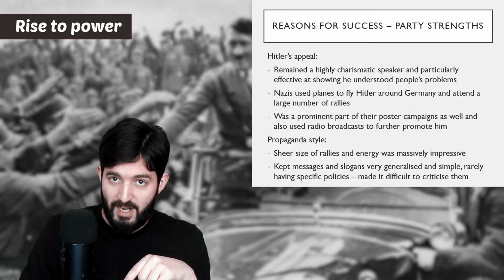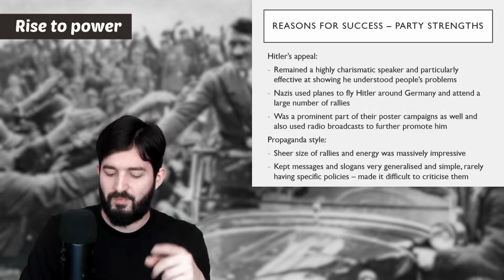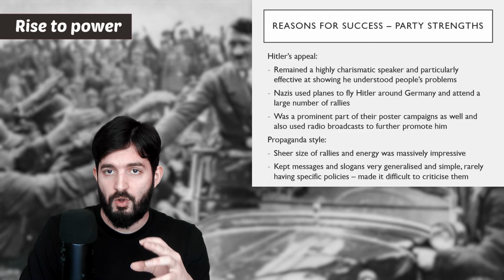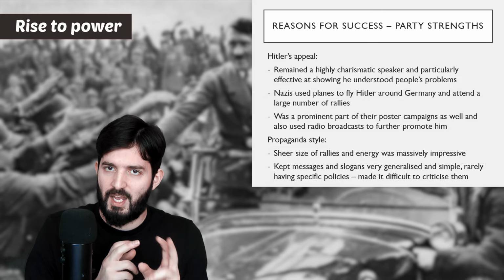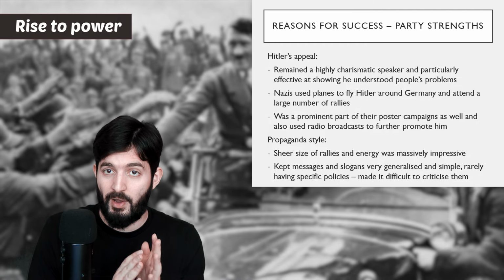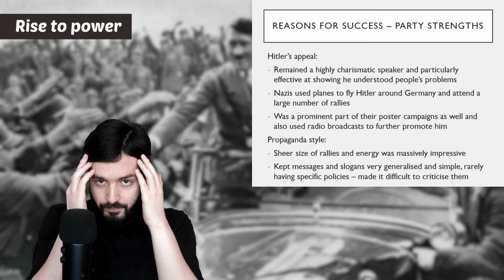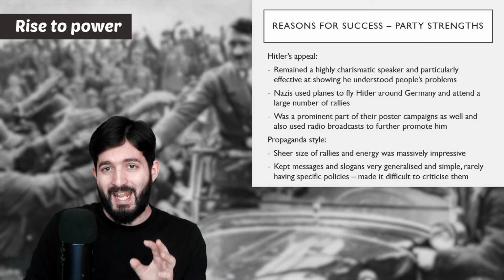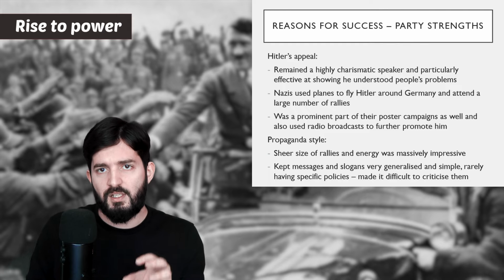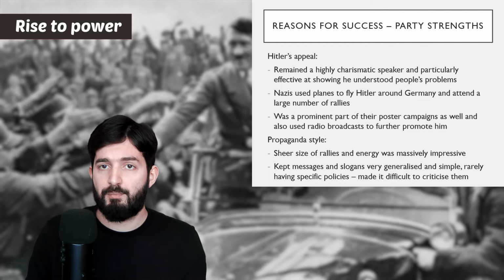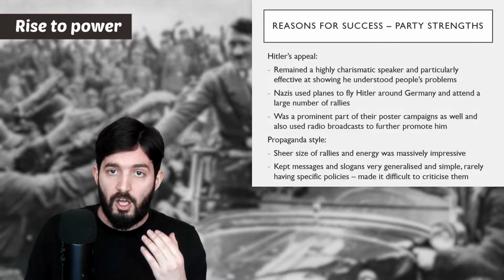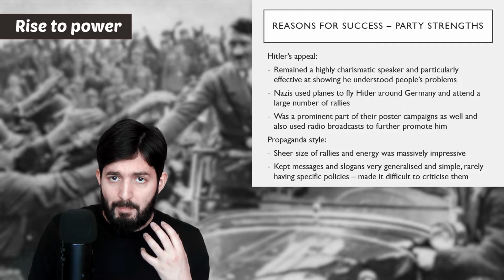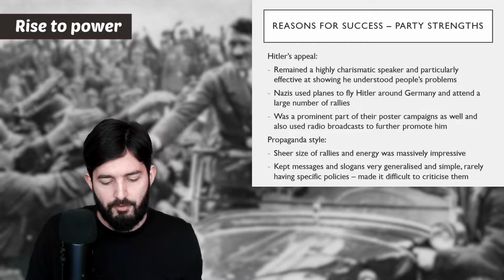Why can he afford those planes to go around everywhere? Because, as we mentioned on the previous slide, the Nazis are getting these very large donations from wealthy businessmen. So these two things are working hand in hand. That money means the Nazis can now campaign in quite a large-scale organized way. So he flies over Germany and he attends loads and loads of rallies in the build-up to elections. So Hitler is speaking directly to hundreds of thousands of people in these election cycles. So they're making best use of their best asset, which is Hitler himself.